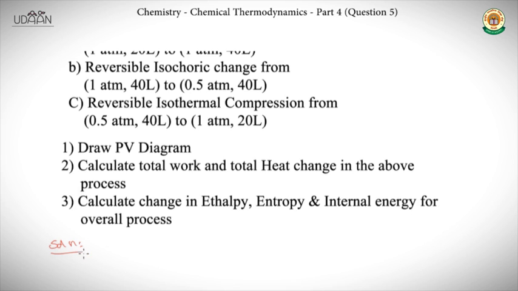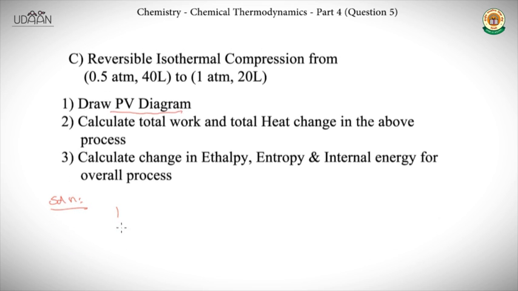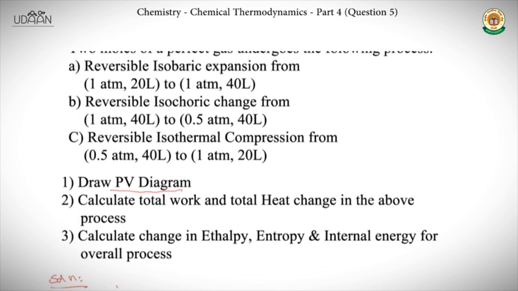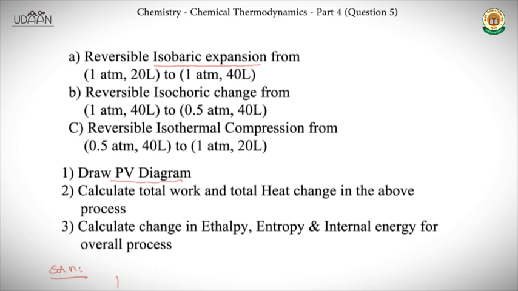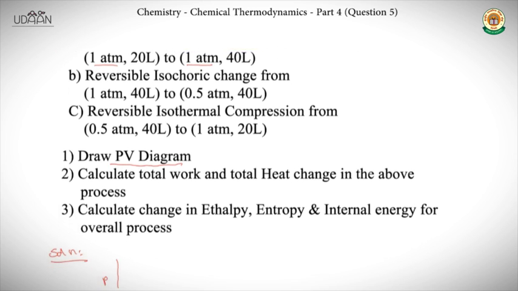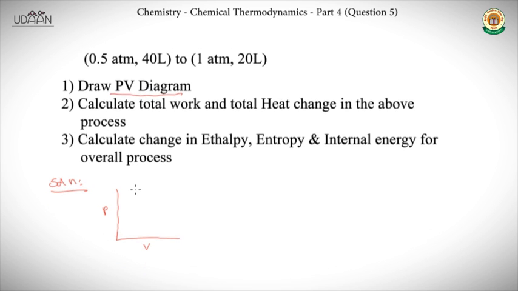Fine. See, in this question they gave us 2 moles of perfect gas that is undergoing 3 different processes. So in the first part they asked us to draw a PV diagram. What are the different processes that the gas is undergoing? First one is reversible isobaric expansion. What is isobaric? Pressure constant. Here also same thing. It is from 1 atmosphere 20 liters to 1 atmosphere 40 liters, right? So mark it at 1 atmosphere, 20 liters to 40 liters.